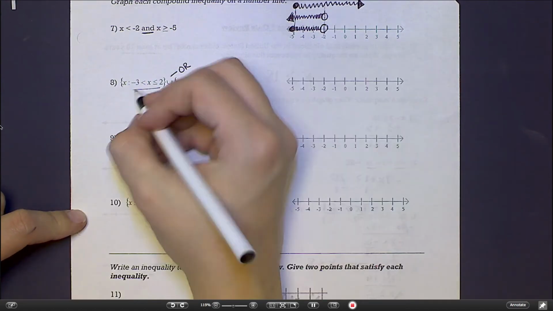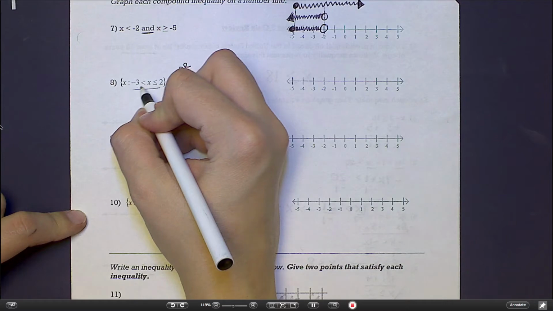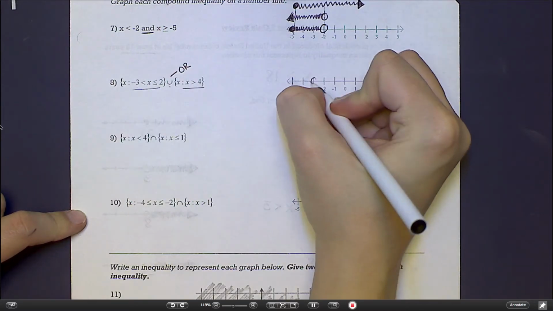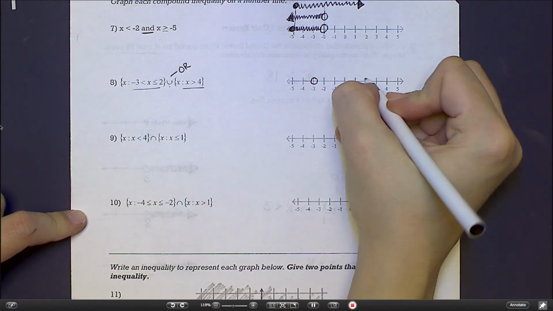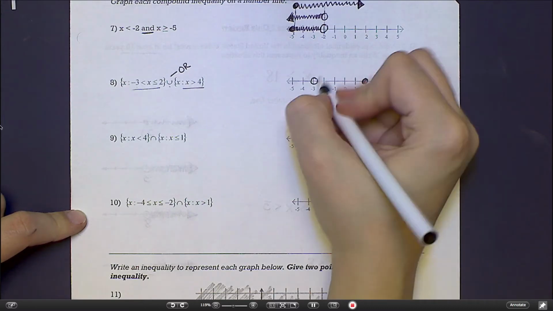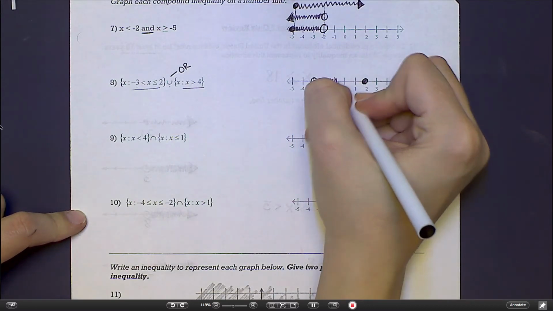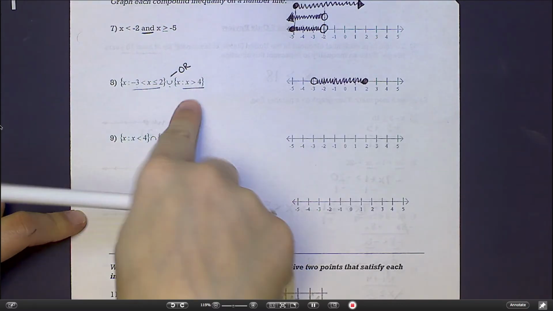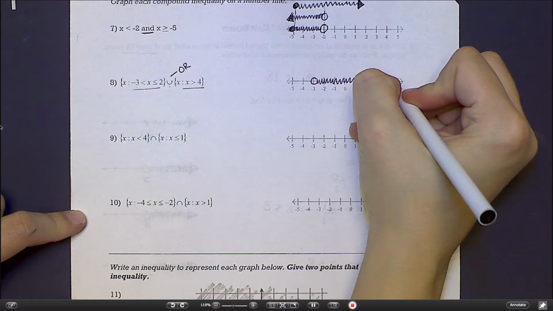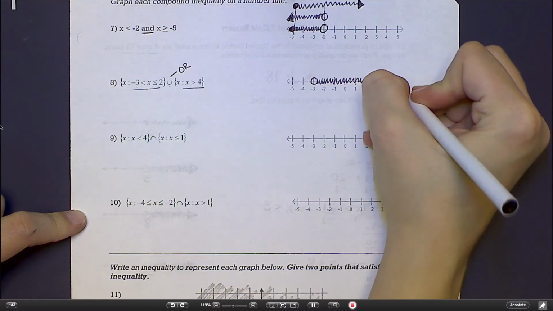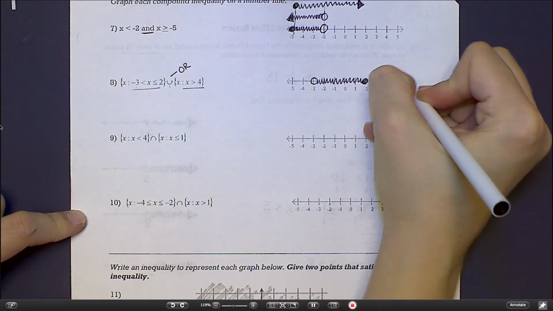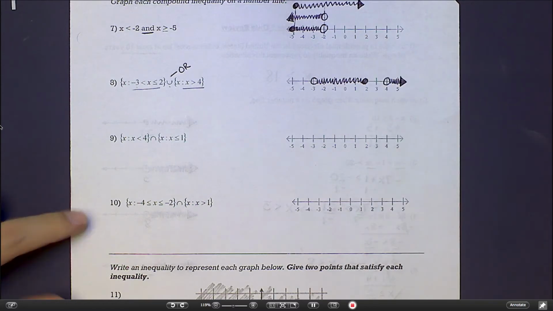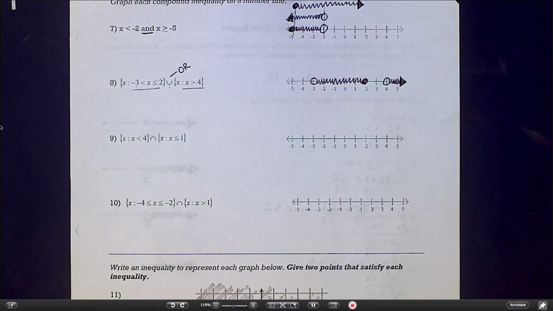So I want an open circle on -3 because there's no equal bar there. I want a closed circle on +2, and I want to shade everything in between. And then x is greater than 4 over here would be an open circle on the 4, shade to the right. And so that's what that one would look like. So the ones that are "or"s are a little bit easier because you don't have to worry about finding an overlap.